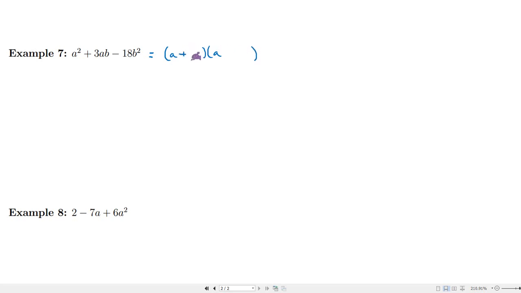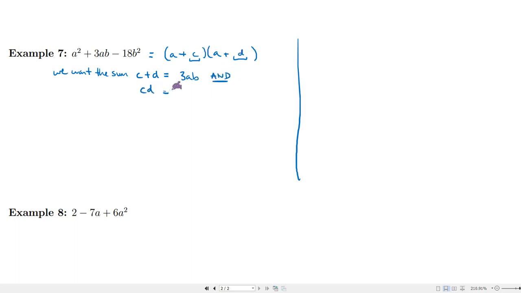plus, I could call this c, and plus d, and we want the sum c plus d to be equal to that middle term, the 3ab, and their product, c times d, is equal to this last thing, negative 18b squared. The reason I have to use c and d is because I was used to using a and b, but both of those are taken right now. So I had to assign some new letters.